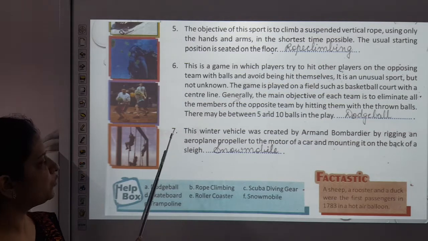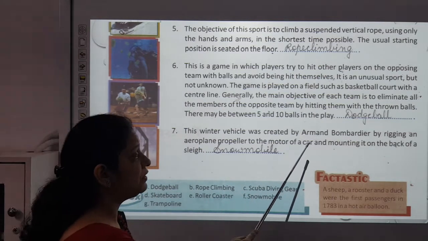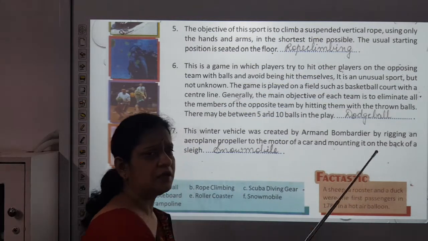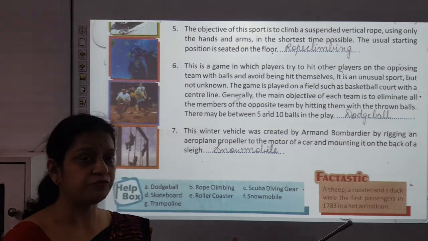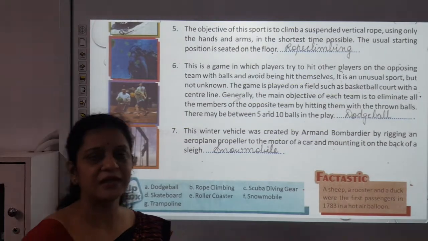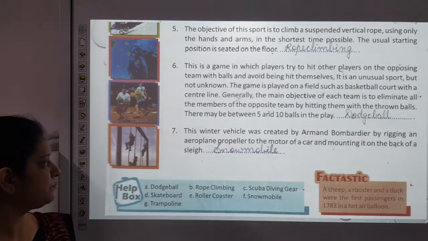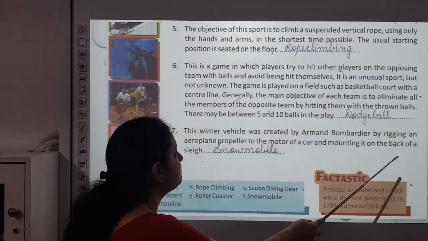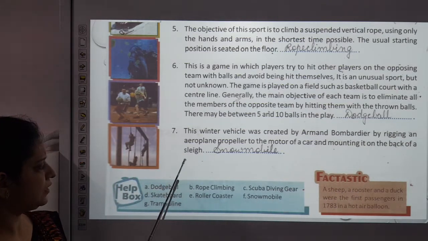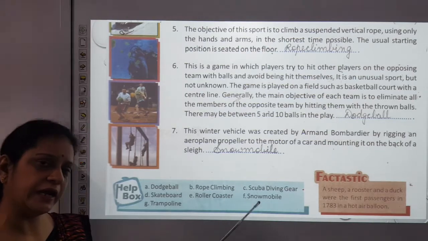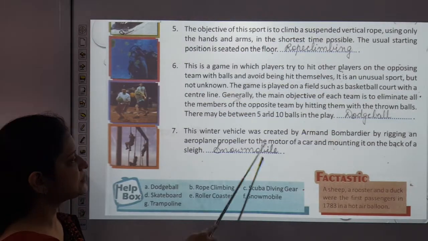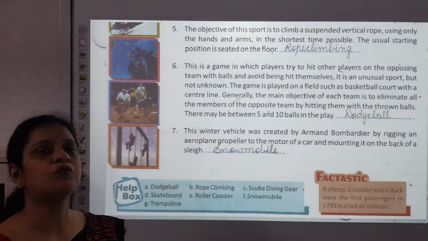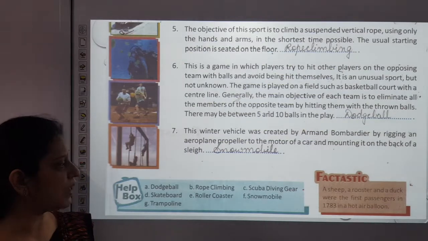7th and the last one. The winter vehicle was created by Armand Bombardier by rigging an aeroplane. Rigging is a wire or a rope for supporting a structure like gliders, parachutes, etc. Propeller to the motor of a car and mounting it on the back of a sleigh, which is drawn by a reindeer or a horse. So, this is a kind of motor vehicle used for travelling over snow, and the answer is snowmobile.